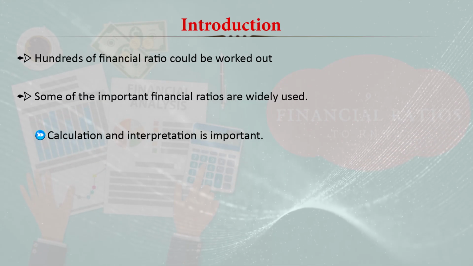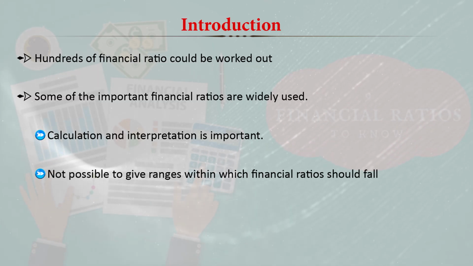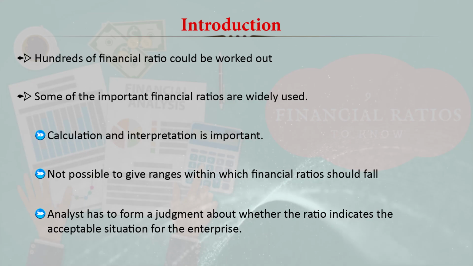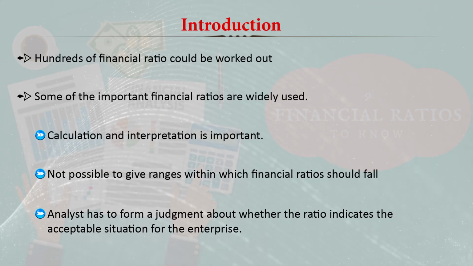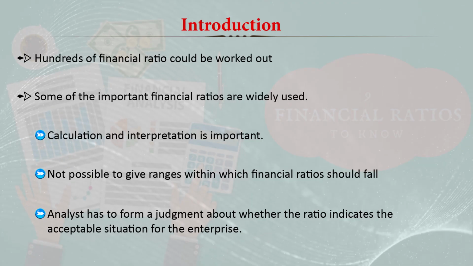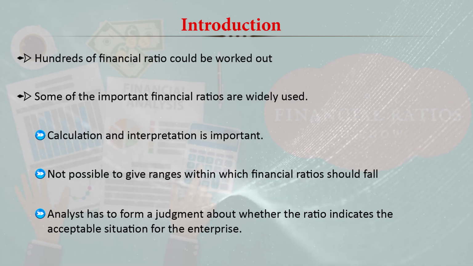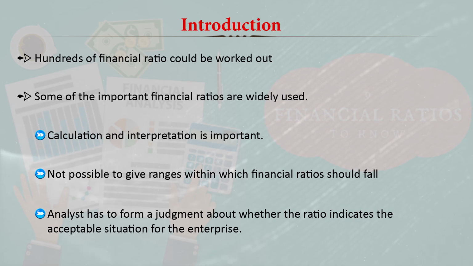And actually sometimes it is not possible to give the range within which the financial ratio should fall. Actually the analyst has to form a judgment about whether the ratio indicates an acceptable situation for the enterprise. So there is as such no range available, but the analysts have to decide what should be the figure of the financial ratio, and they form the judgment and interpretation based on their understanding of the concept.